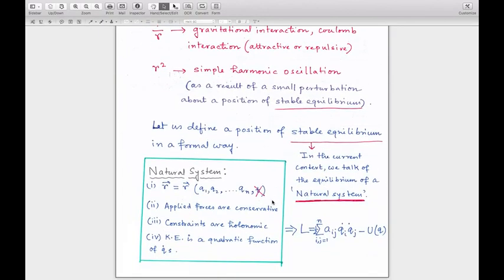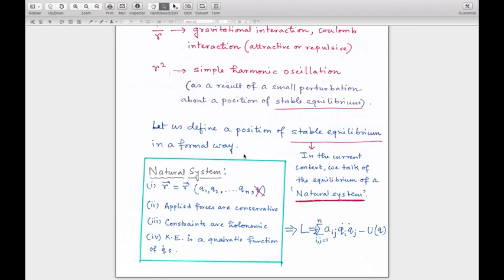Now, we all know what stable equilibrium is. Basically, you know from the Newtonian framework that a position of equilibrium is such a position where the net force acting on the system vanishes and the potential energy has an extremum value. And a stable equilibrium position is the position where the potential has its minimum value, right? So here, we will try to define the same notion of stable equilibrium in a slightly different way.